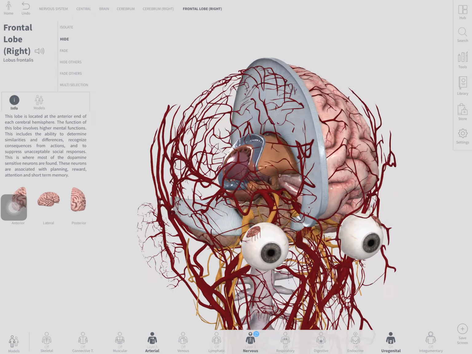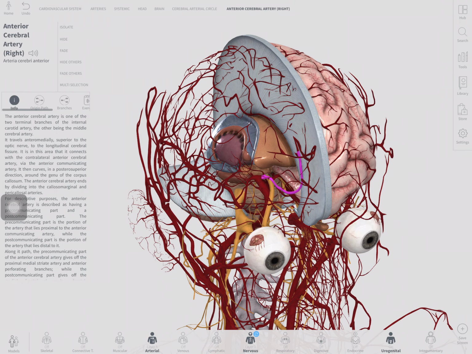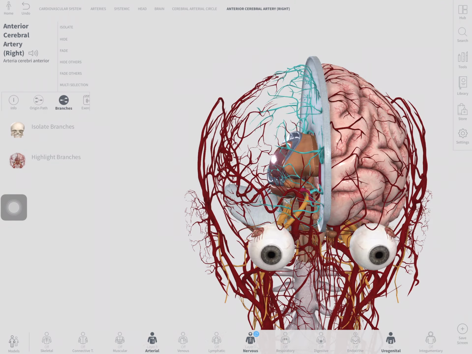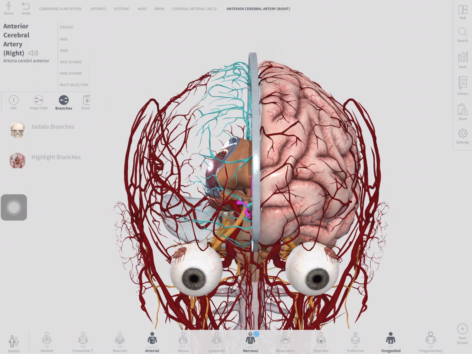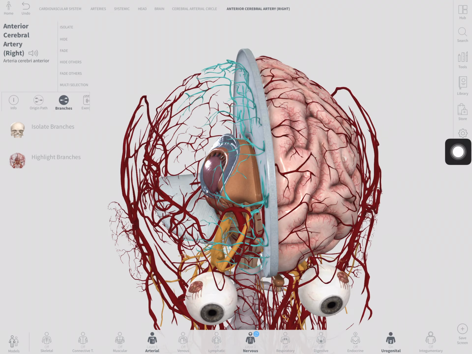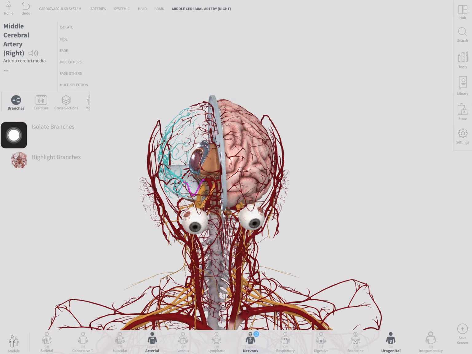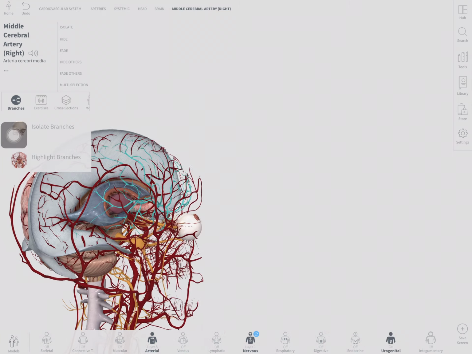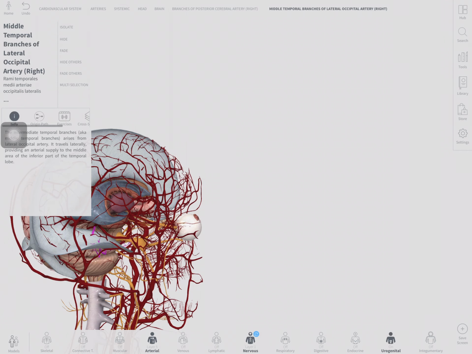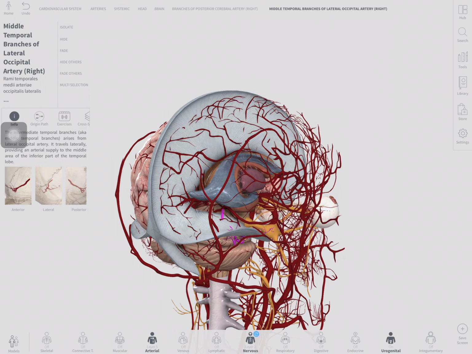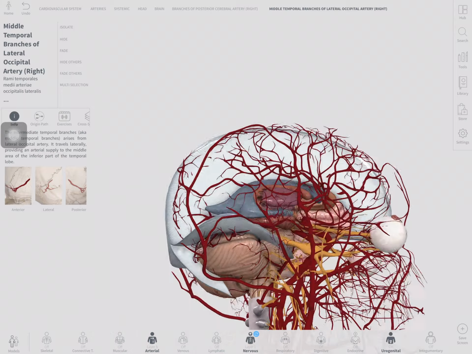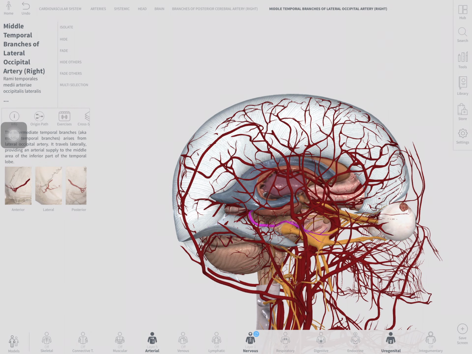So now this is the anterior cerebral artery, and if you see the branches, these are all the areas where the anterior cerebral artery is supplying. And this is the middle cerebral artery, and these are all the areas where the middle cerebral artery is supplying. Then this is the posterior cerebral artery, coming here.